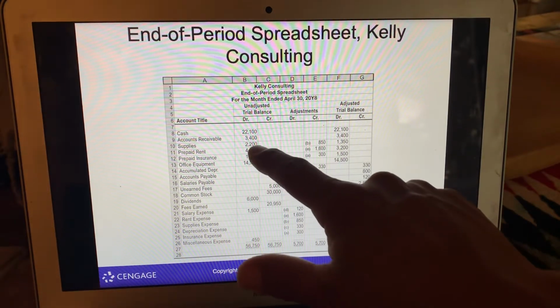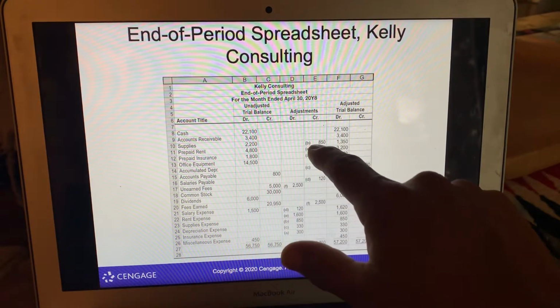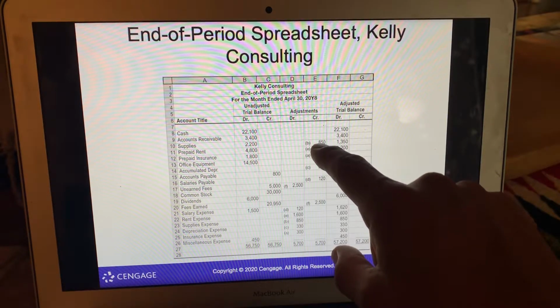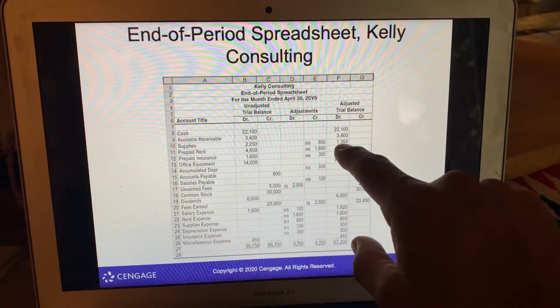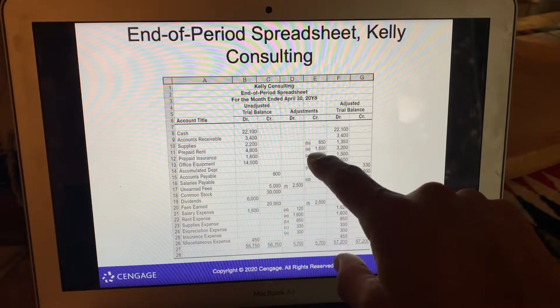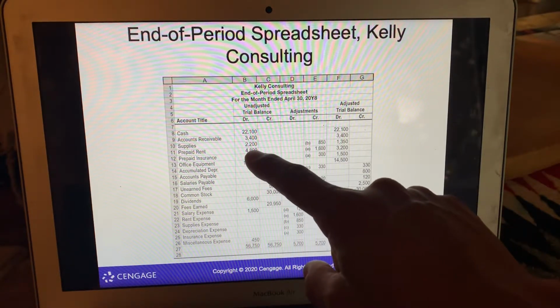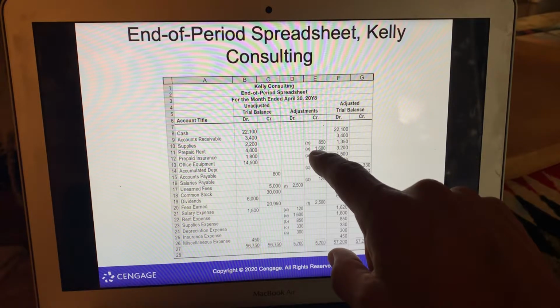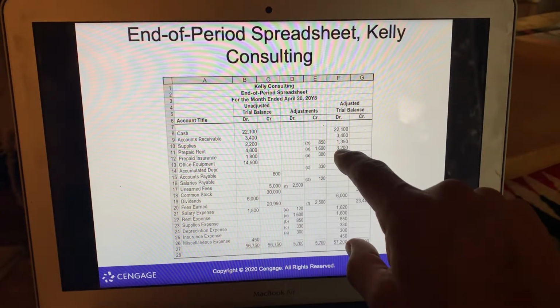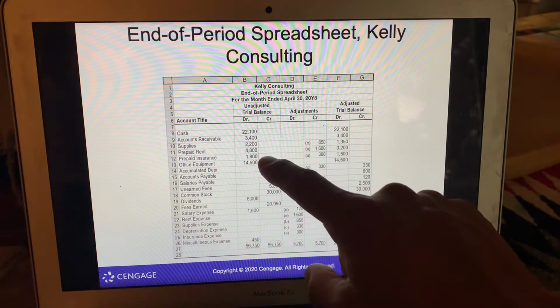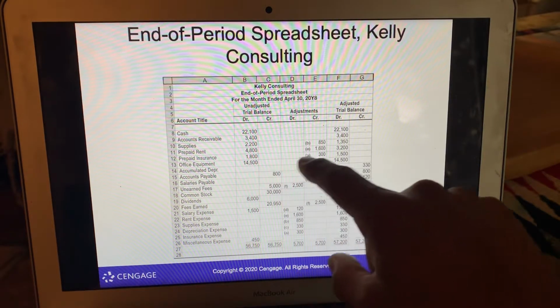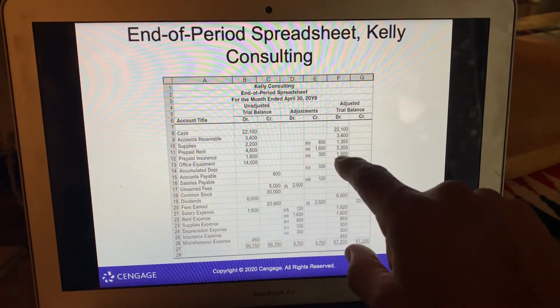We started with 2,200, but we had an adjustment of 850, so actual on hand would be 1,350. And then our prepaid insurance, our beginning balance was 4,800, so we used 1,600 of it. So now we have a balance of 3,200. Same with prepaid insurance, we had 1,800, we used 300, so now our new balance for the next cycle is 1,500. Office equipment stays the same.